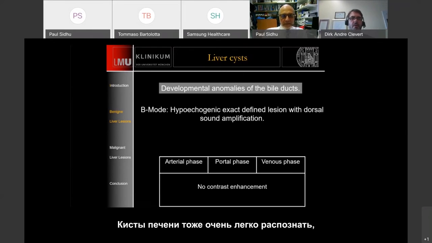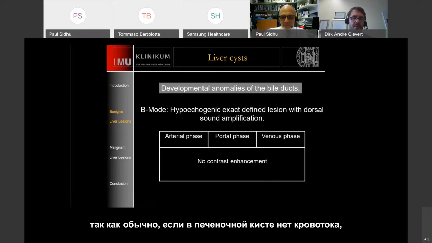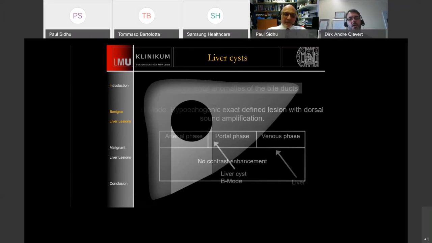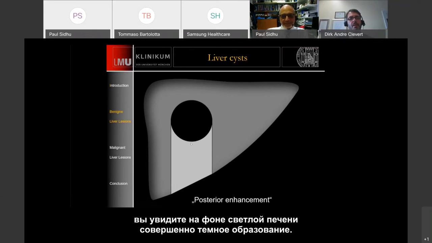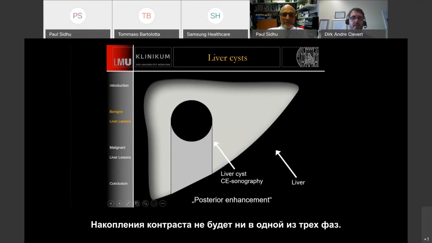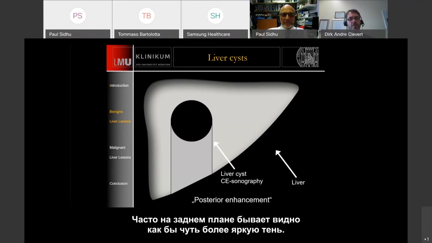Liver cysts are also very easy because normally a liver cyst, if there is no active bleeding in the cyst, should show no enhancement. So if we inject contrast, you will see there is a completely dark area in the liver without any contrast uptake in all 3 phases. Often we also see this kind of posterior enhancement in the back.